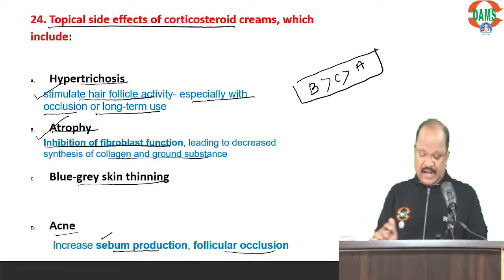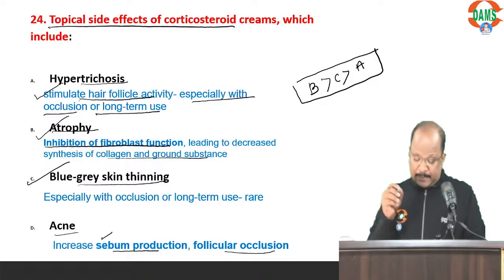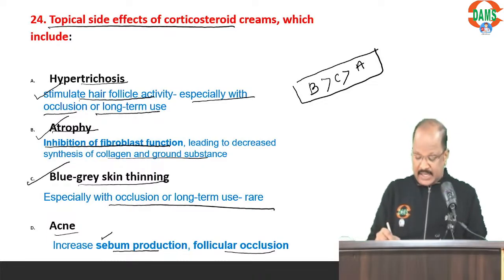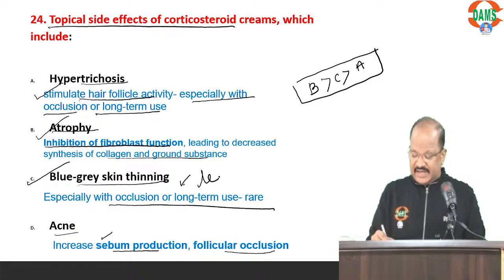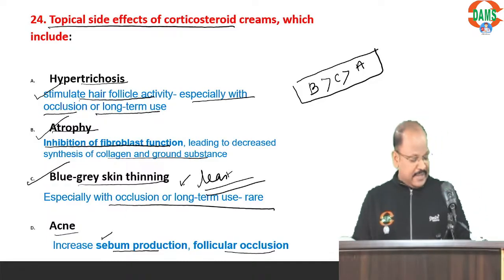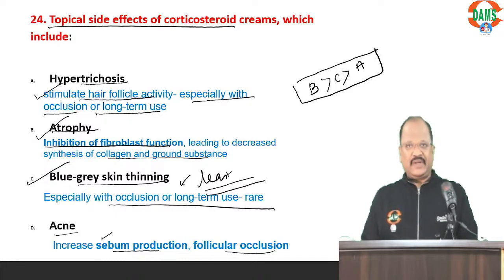And this is the very least: blue-gray discoloration is very, very least, because of the skin atrophy there may be a problem. So it can occur, but very, very least. So the best answer is B, C, A. That's the answer. That's from Dermatology.